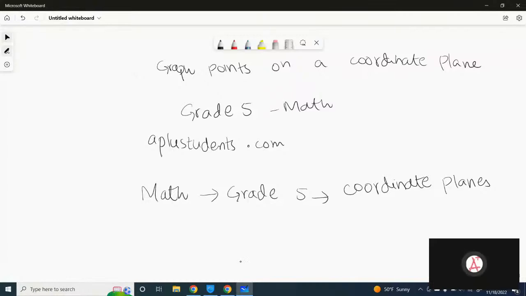Please make sure you have your notebook and pencil so that you can note down the important points, definitions, and examples as well. Got it? Okay, let's start with the lesson.